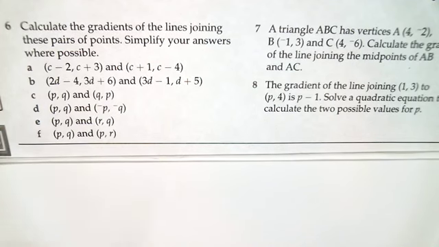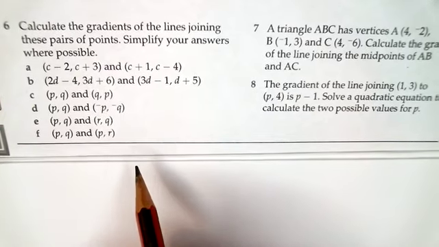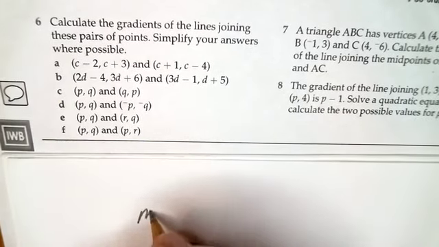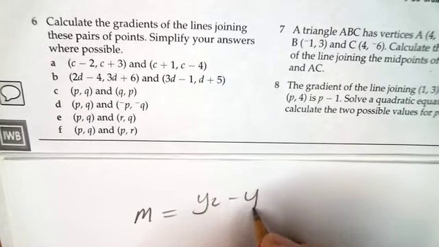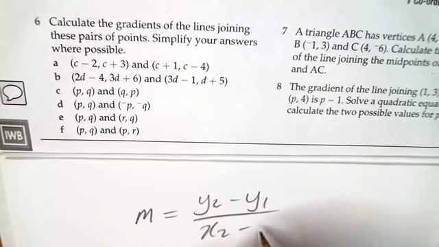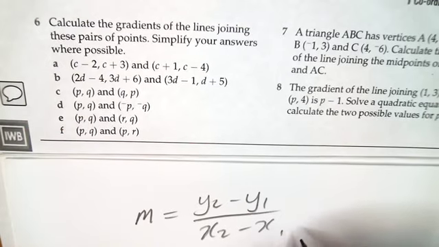Let's have a look at calculating the gradients of lines. Now, the gradient equation is going to be m, the gradient, is equal to y2 minus y1 over x2 minus x1. And that's the formula which we're going to use as the basis for carrying on here. That's the basis we need, y2 minus y1, x2 minus x1.